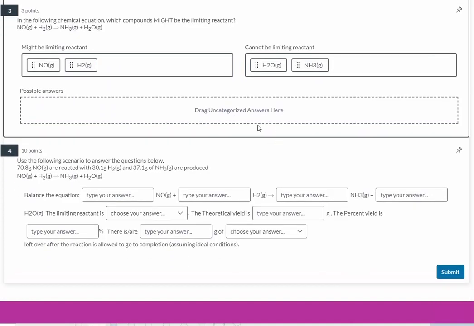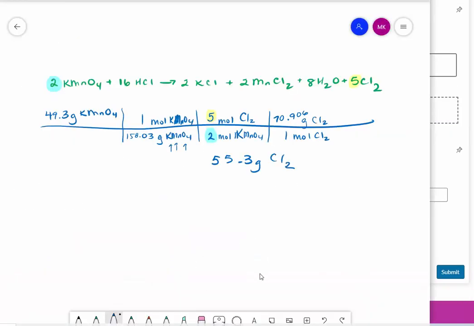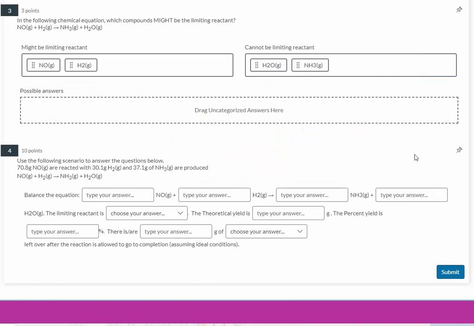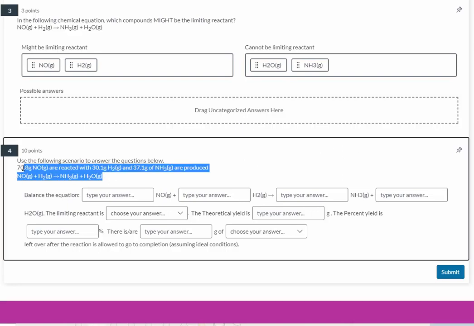And number 4, we have a big limiting reactant problem. Now this limiting reactant problem is involved, and you have 2 of these on your quiz, so make sure that you understand the steps. We're going to use this scenario and we're going to find all of the pertinent information. So I'm going to see if I can just copy and paste that here.